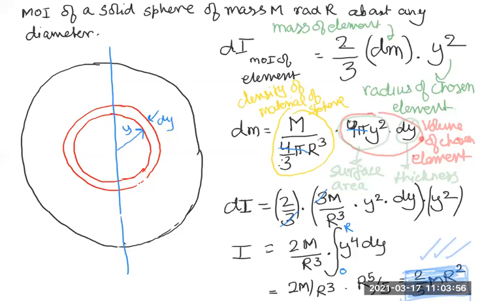The volume of the chosen element, because it is a hollow sphere, is equal to the surface area of the hollow sphere multiplied by its thickness. Then you replace this dm in this expression. The rationale: dm is now replaced by dy, so you will be writing a dy here, and there is a y variable. Then you substitute the value of dm, rearrange, and then you integrate.